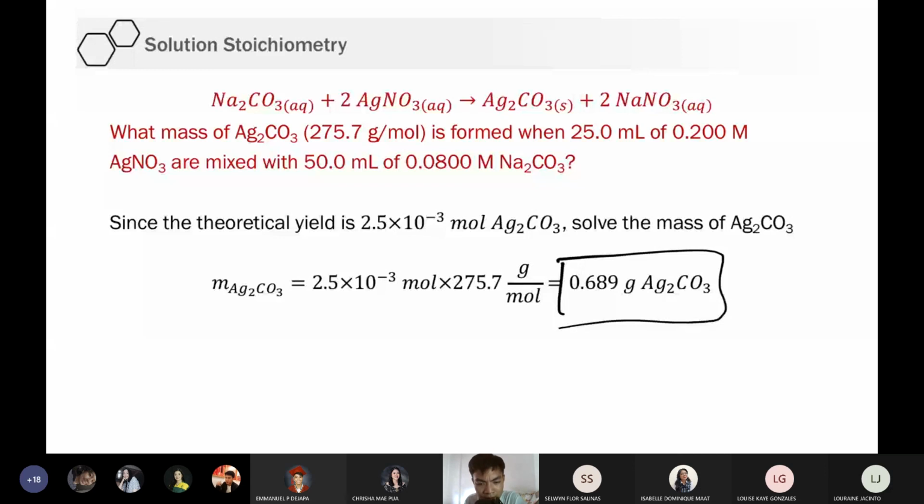So what was only added for us this time? The use of molarity. So, the molarity is just used to get the moles of your substances. Okay?